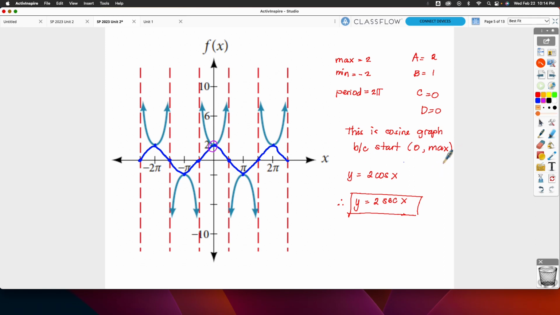Okay, so applying the formula for cosine, this is basically the blue graph, y equals 2 cosine x. But then we're not looking for the graph of cosine, we're looking for the graph of secant, the reciprocal of cosine. So this is the graph of y equals 2 secant x.